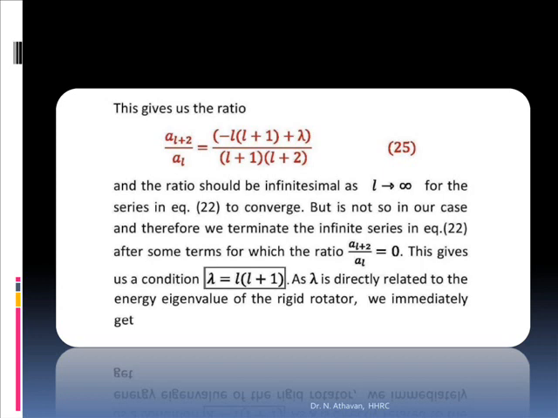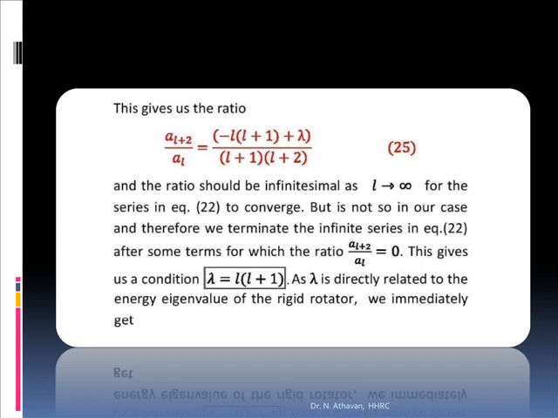For any infinite series to converge, the condition is that as L goes to infinity, the value of the ratio a_(L plus 2) by a_L should be very, very small, or in other words, infinitesimal. But if you look at our case, as L goes to infinity, it is not so, because in the numerator we have a term minus L square, and in the denominator also we have a term L square. So the value of a_(L plus 2) by a_L is non-zero, not infinitesimal.